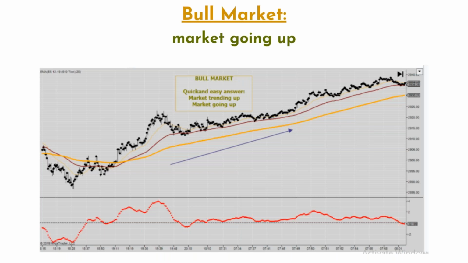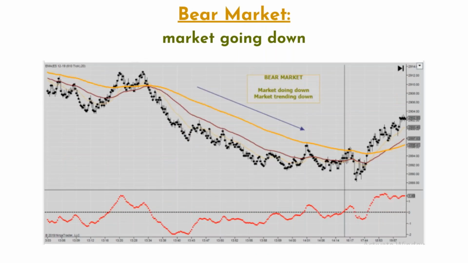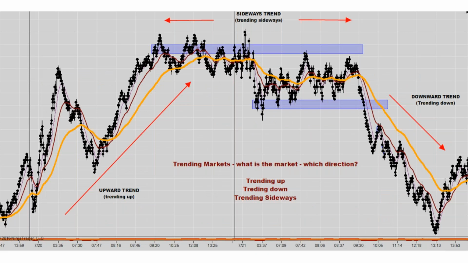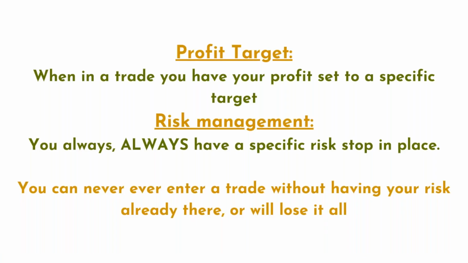Understanding basic terminology. What's a bull market? Market going up, market trending up. Bear market, market going down, market trending down. Understanding that there are 3 trends: upward trend, downward trend, and the sideways trend. People don't realize that there are 3 very important trends. You have to know the sideways trend, and that's actually where you end up losing the majority of your money.